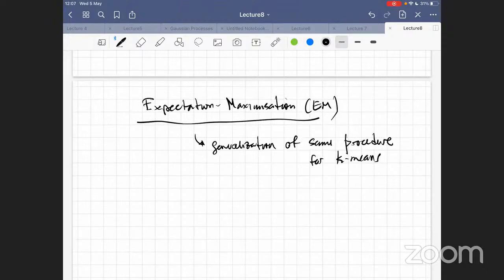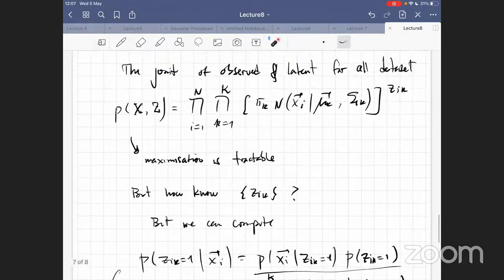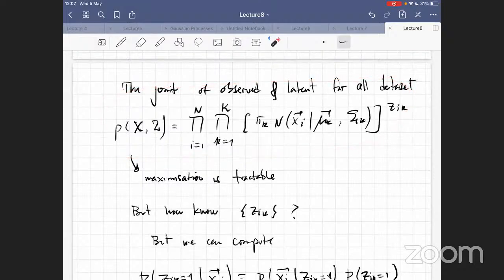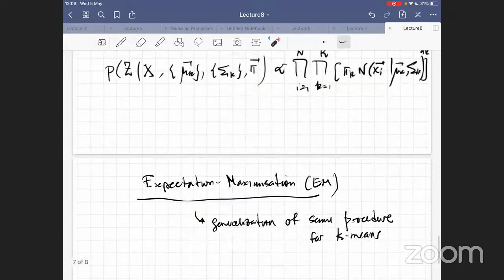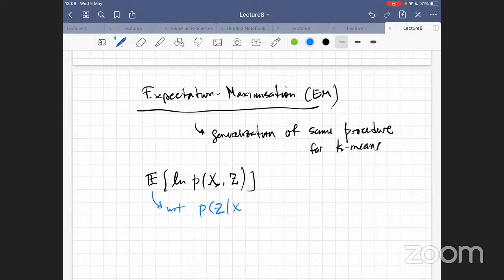And the idea is the following. Since maximizing this is tractable if you knew the values of z_ik, what you do instead is consider the expectation of the log of the joint, the expectation with respect to the posterior that we have just written.